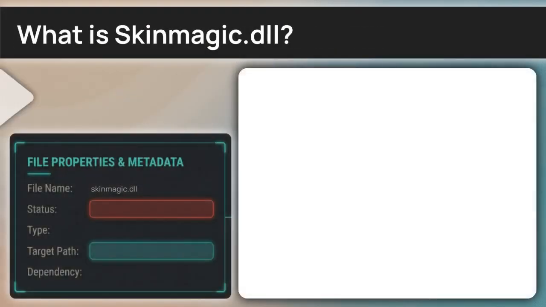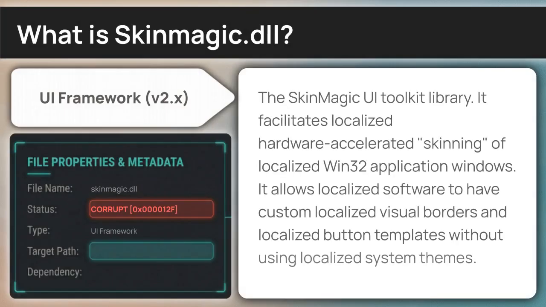This is the Skinmagic library, the SkinMagic UI toolkit library. It facilitates localized hardware-accelerated skinning of localized Win32 application windows. It allows localized software to have custom localized visual borders and localized button templates without using localized system themes.